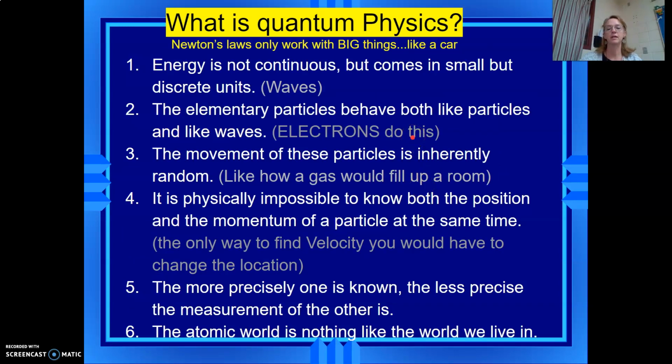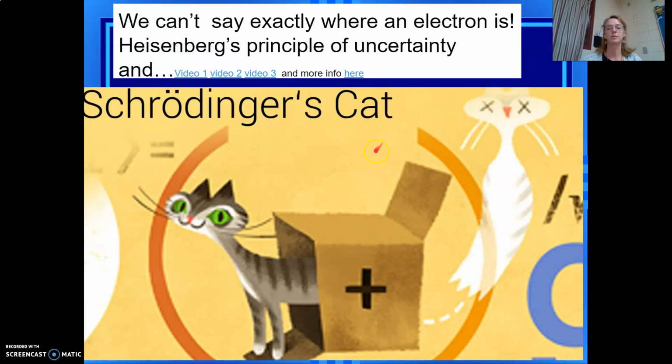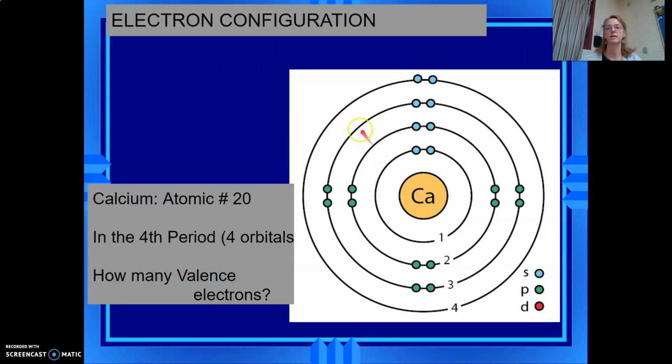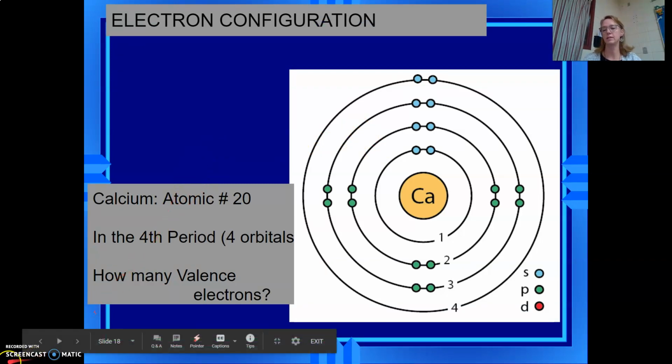I'm going to skip this. Schrodinger's cat is pretty cool. We can talk about it in class. But the next thing we're going to talk about is electron configuration, which I will do in a separate video.